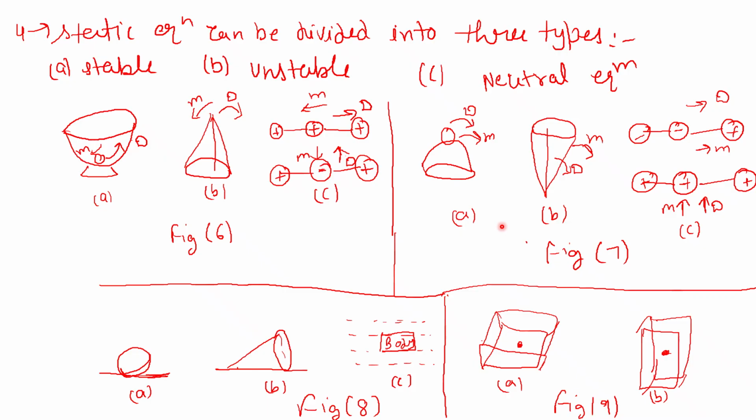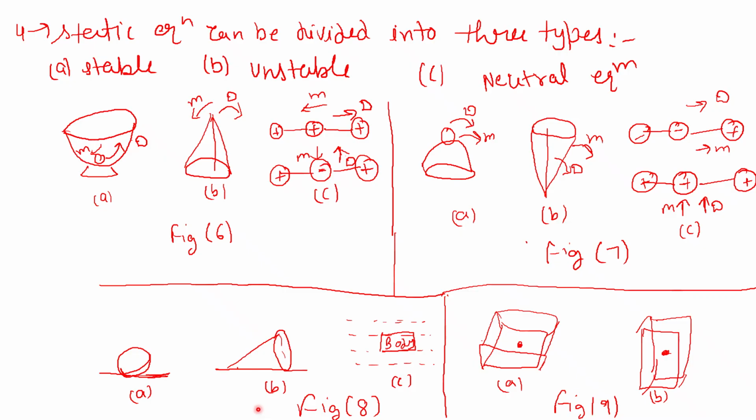If on slight displacement from equilibrium position, a body moves in a direction of displacement, the equilibrium is said to be unstable. In these situations, potential energy of the body is maximum, and so center of gravity is highest. Shown here are some examples of unstable equilibrium.